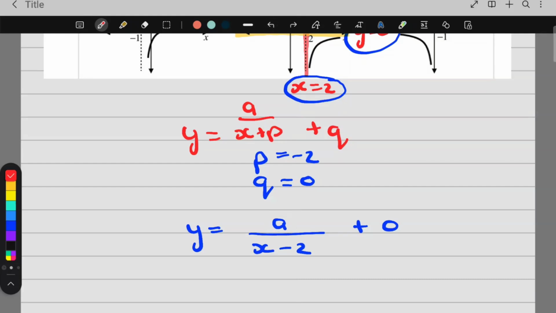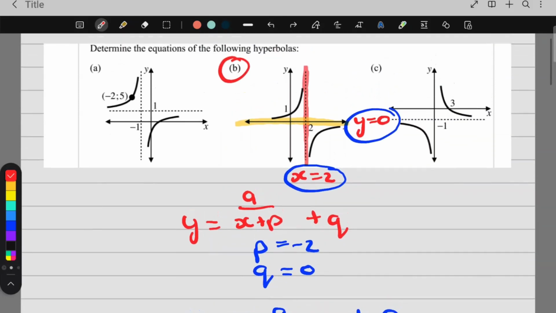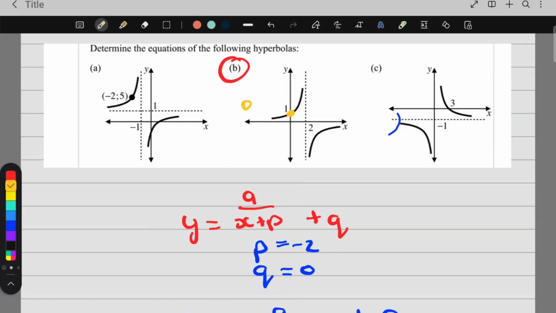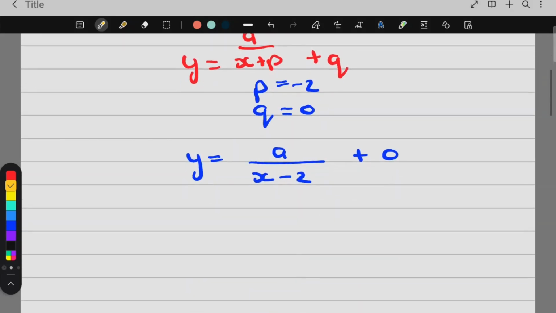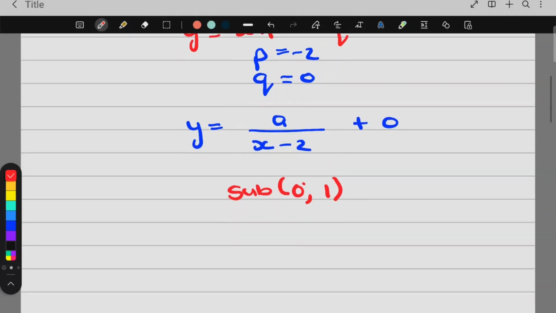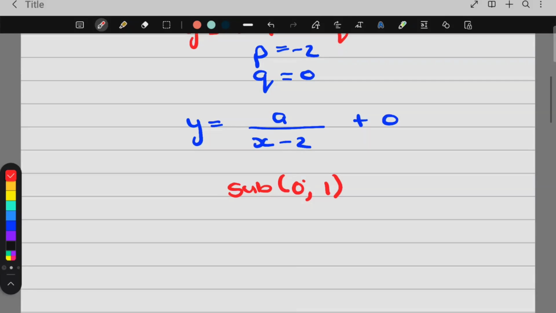To get A, we sub in a point on our function. So let's go look. Did they give me any points on this function? Yes, there's this 1 over here. That's the y-intercept, so that y-intercept is 0 and 1. So I'm going to sub in that point now. I'm going to sub 0 and 1 into my equation, so x is 0 and y is 1.